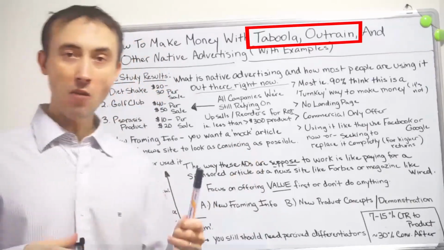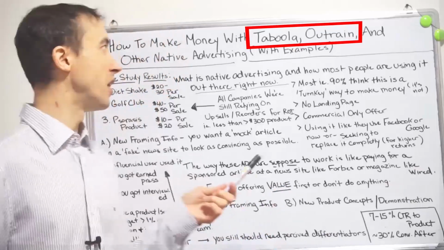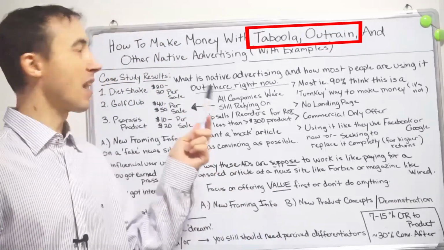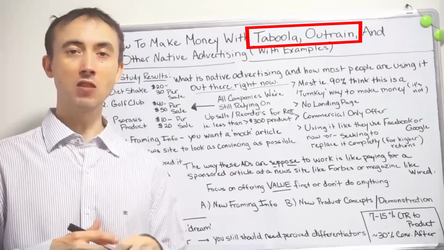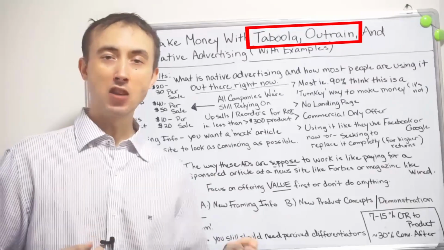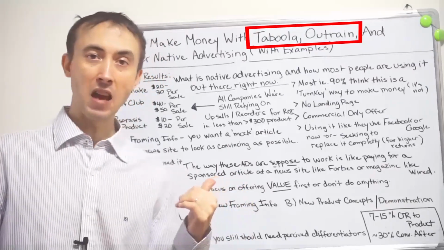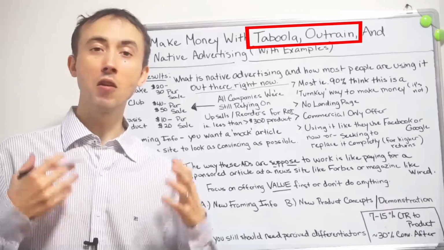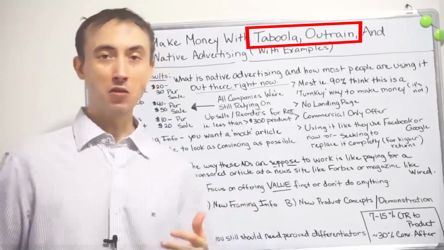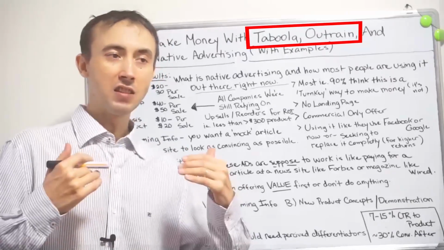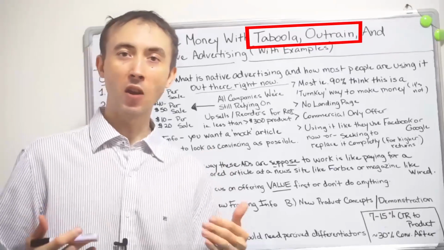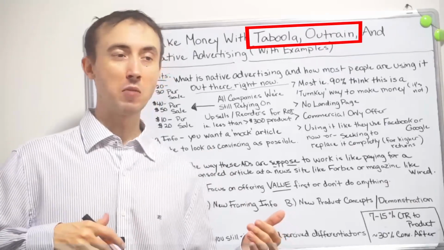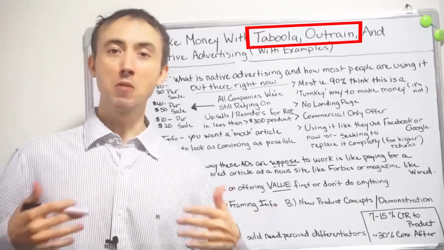But in general, everybody knows about Taboola and Outbrain, and I'm going to tell you about how to actually use it to make money. There's a lack of information out there about these native ad networks, and there's even more misunderstanding about what these PPC ad networks are for, how you make money with them, and ultimately how to use them to make money.